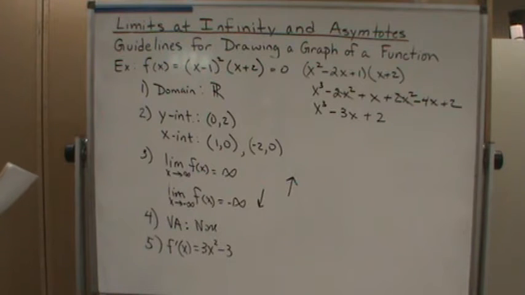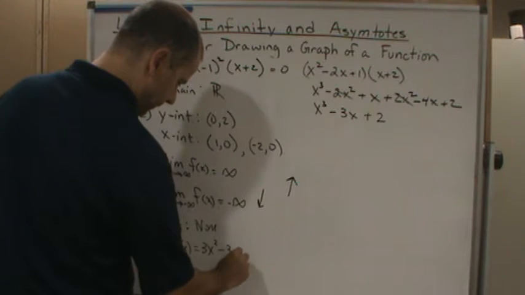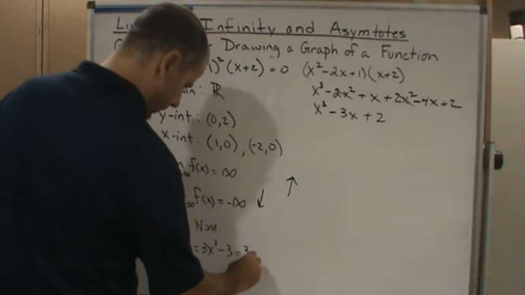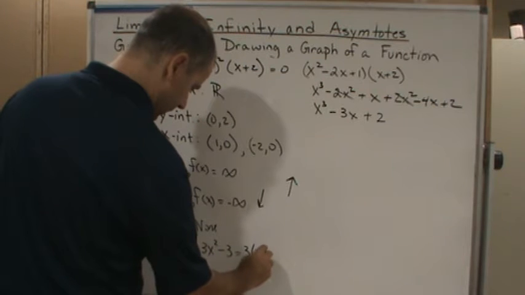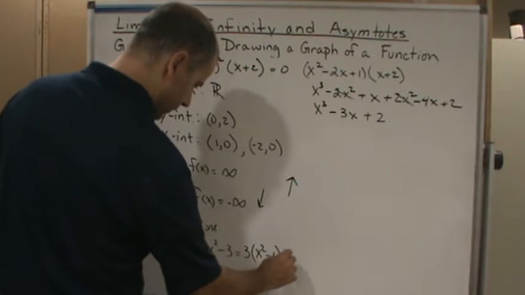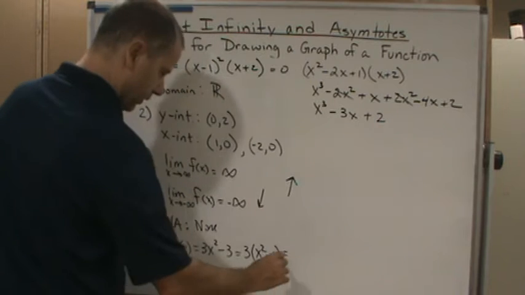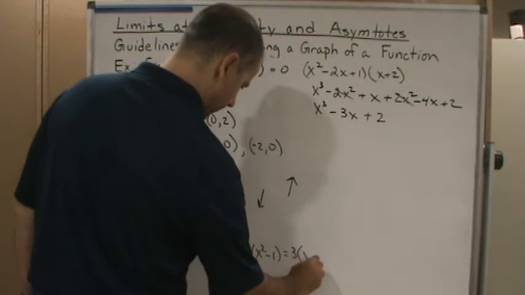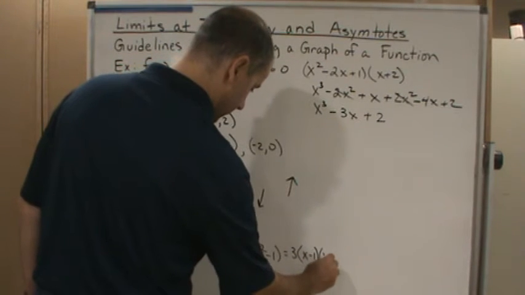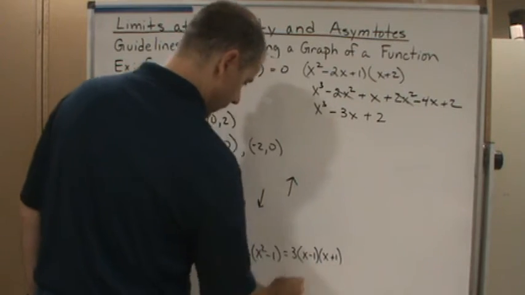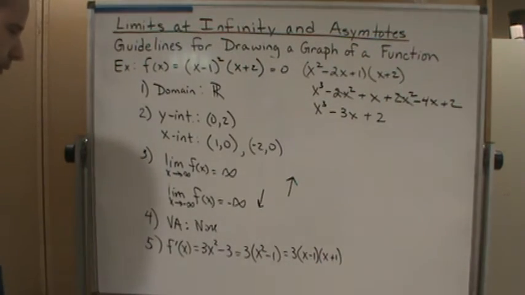In this case there are going to be 2 critical points because we can factor this into 3 times x squared minus 1, which is the difference of 2 squares. So that's going to be 3 times x minus 1, x plus 1. So we get 2 critical values.